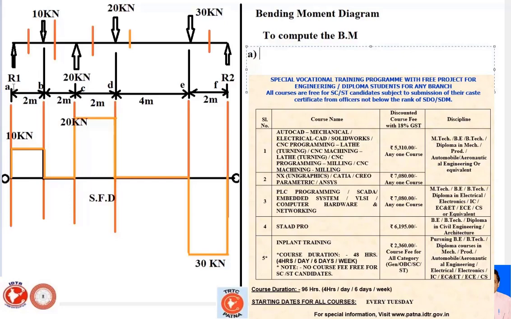The distance from point A to point B is 2 meter, and what is the bending moment from point A to B, and what is the value? It is a very simple calculation here: 2 multiplied by 10, that is 20 kilonewton meter. Very simple. But you have to draw a bending moment diagram on this problem. So I will explain here. My distance from A to B is 0 less than or equal to x less than or equal to 2.